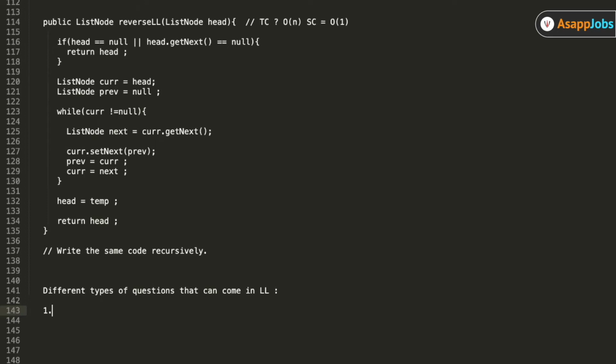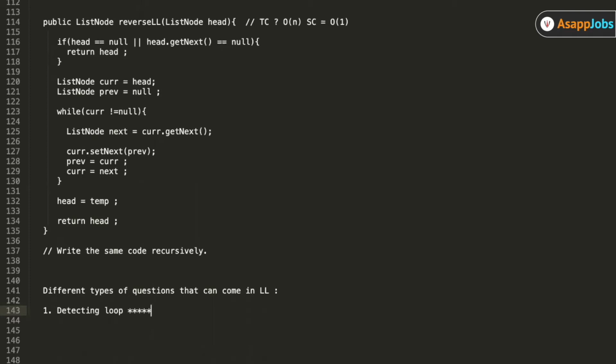So the first one is detecting loop, and I'll consider it's like 5-star. The probability of this question coming in the interview is very high. If you go for 5 interviews and if they have to ask a question from the linked list, I think this is the first thing that they will ask you in the interview in the linked list question.